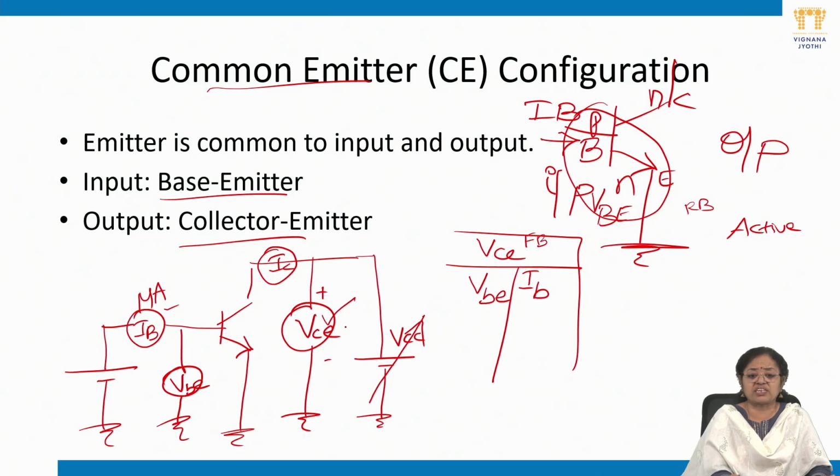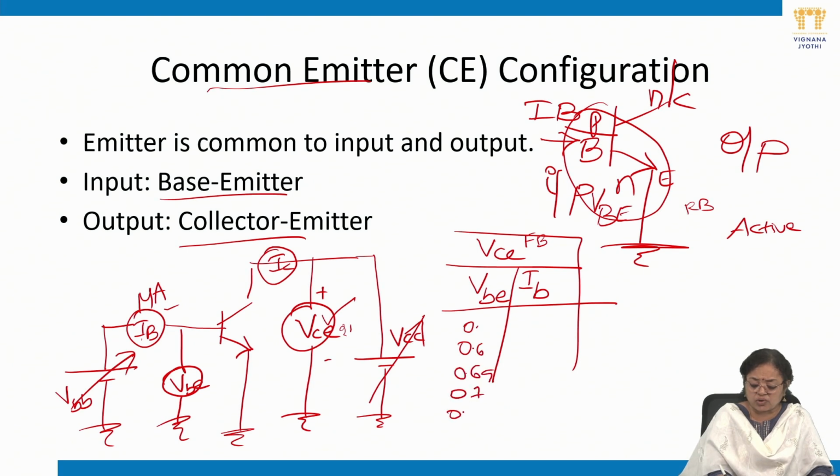For example, VCE is set at 2 volts. Then coming back to this, suppose VBB. By varying this power supply, set the VBE and note down the IB values. Set the VBE, for example, in steps starting from 0: 0, 0.6, 0.65, 0.7, 0.72, 0.8.